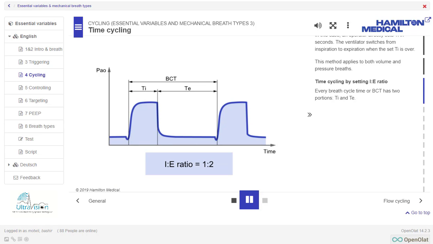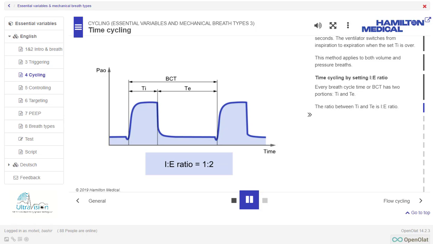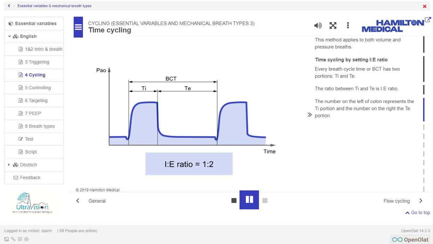Time cycling by setting I/E ratio. Every breath cycle time, or BCT, has two portions, TI and TE. The ratio between TI and TE is the I/E ratio. The number on the left of the colon represents the TI portion and the number on the right the TE portion.